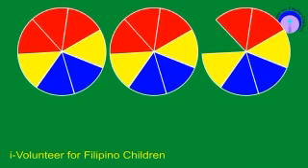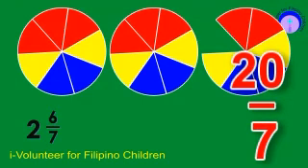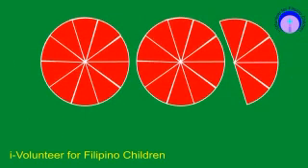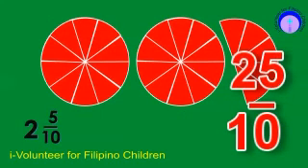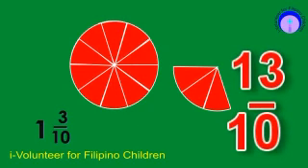Can you convert this mixed number into its improper fraction? The improper fraction is 20/7. The improper fraction is 25/10. The improper fraction is 13/10.